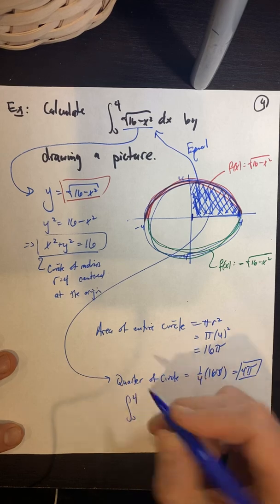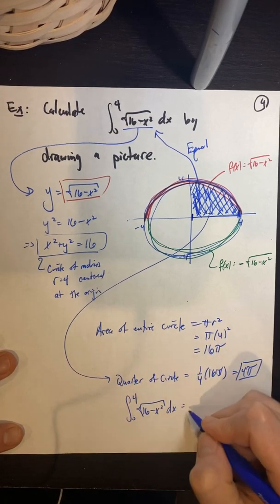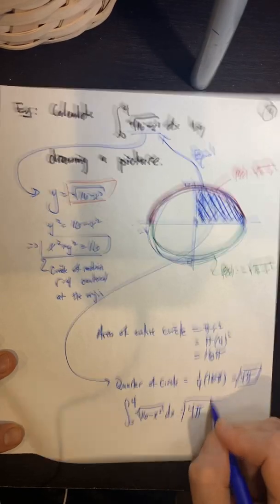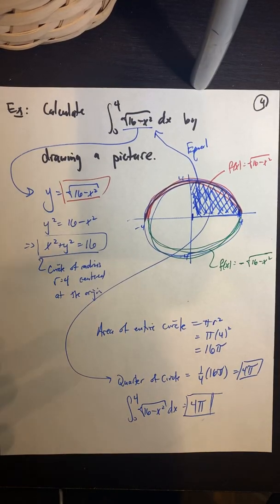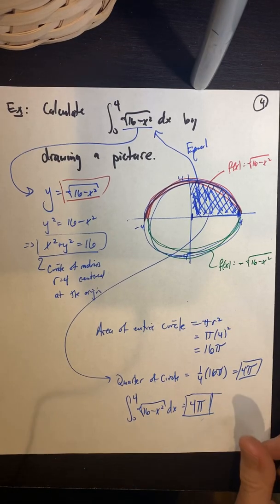So the integral from 0 to 4 of the square root of 16 minus x squared, crazily enough, is equal to 4 pi. Simply because it's a circle. Okay.